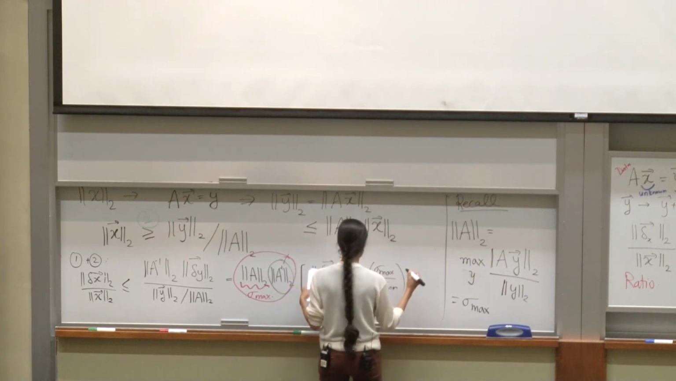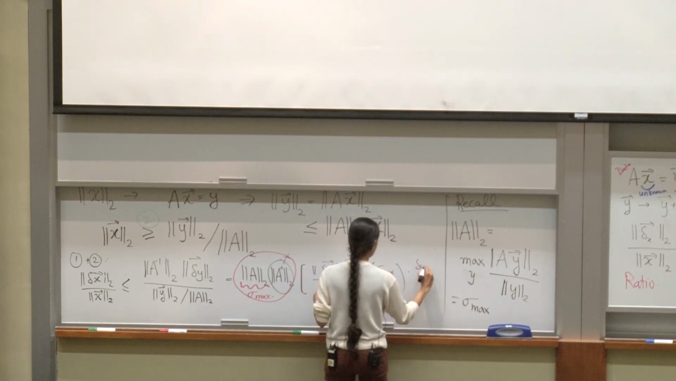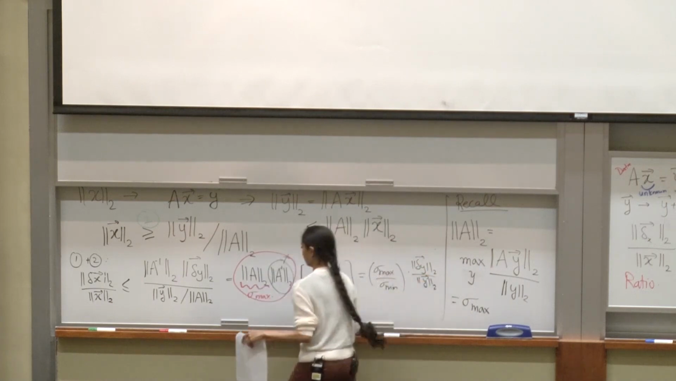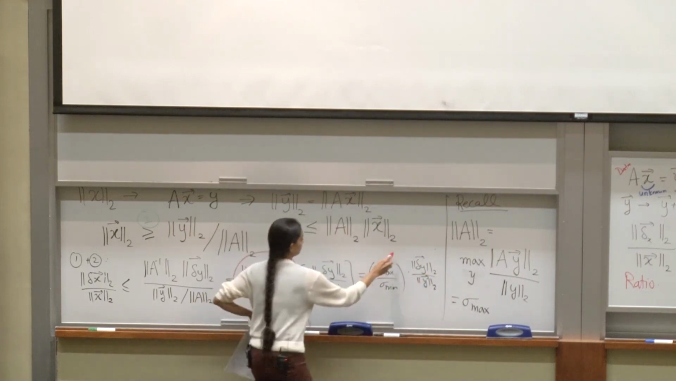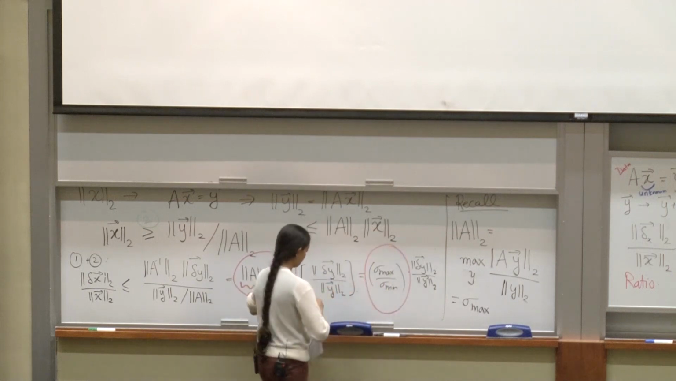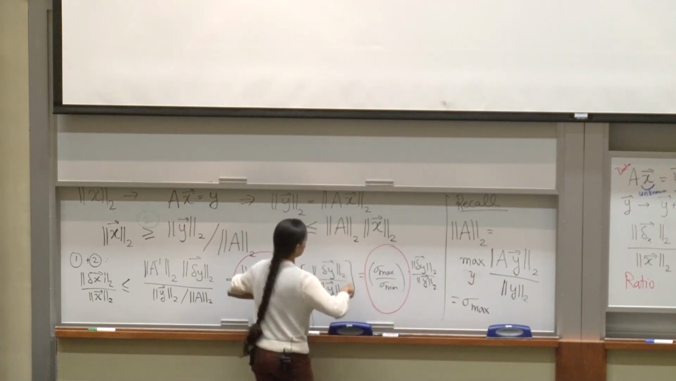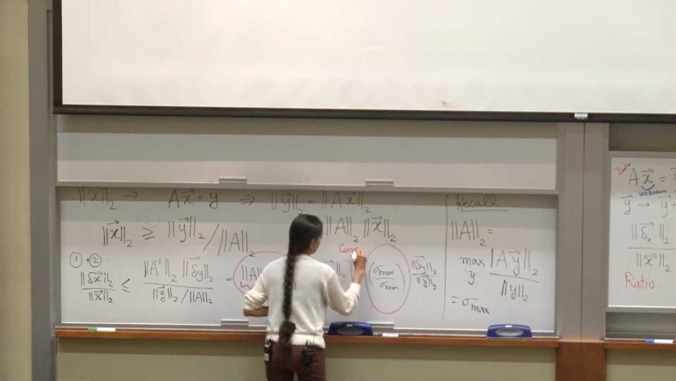times this delta y by y. This quantity is called the condition number of a matrix.